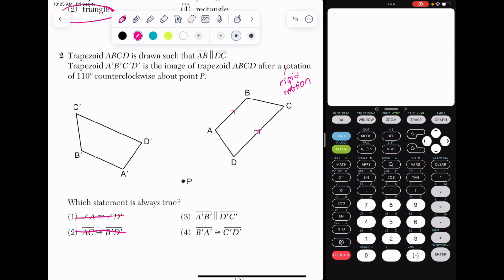Number 3, A prime, B prime is parallel to D prime, C prime. That is going to be true because when you have a rigid motion, parallelism is preserved. It's still a trapezoid, so our answer is choice 3. And we're going to rule out choice 4 as well because B prime, A prime, and C prime, D prime are not corresponding sides. Okay, so to summarize, our answer is choice 3 because parallelism or slope is preserved.